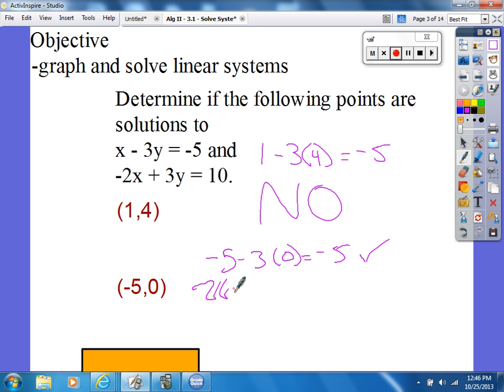Negative 2 times, oops, my board's skipping. Negative 5 plus 3 times 0. Does that equal positive 10? Yeah, negative 2 times negative 5 is positive 10. That also works. So we would say, yes, it is a solution to the system of equations.